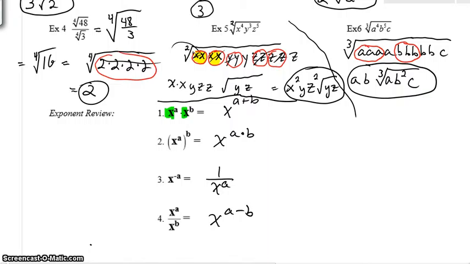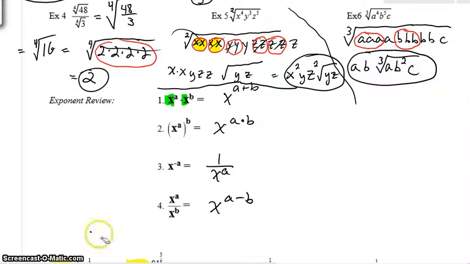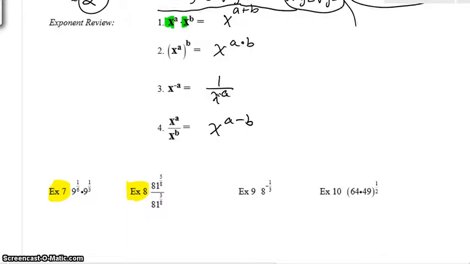All right. Well, exponent review is we're looking at, you know, really what we did in chapter 6. x to the a times x to the b, well, that's really x to the a plus b. For number 2, a power to a power, raising a power to a power, we multiply the 2 powers together. That's x to the a times b. x to the negative a, well, that's really 1 over x to the a. And here we have x to the a divided by x to the b. That becomes x to the a minus b.